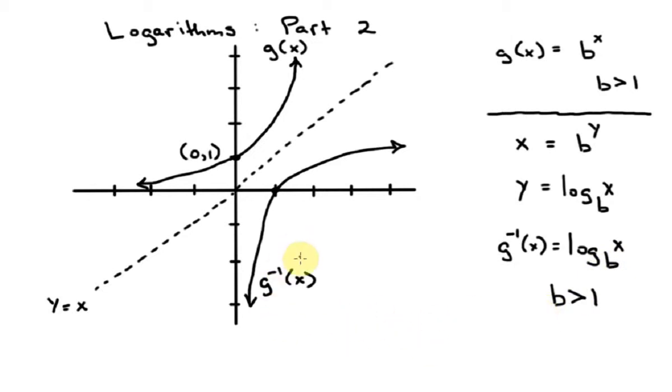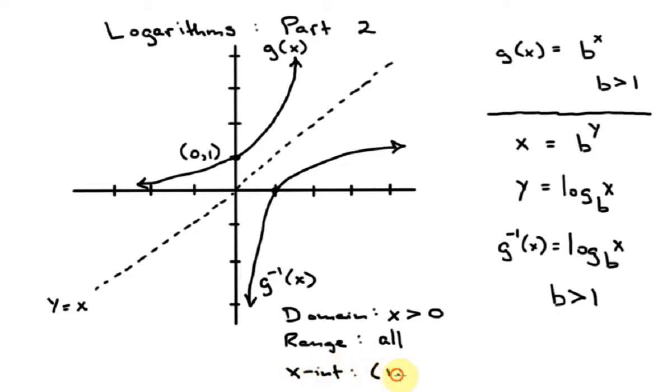What are some key characteristics of this inverse graph? Like, what would the domain be? Well, the domain, or the x values, seem to be everything to the right of this y-axis. So it looks like x's are greater than 0. The range seems to go down forever and up forever, so I'm thinking all real numbers. We have an x-intercept, just the one point, and that's at 1, 0.